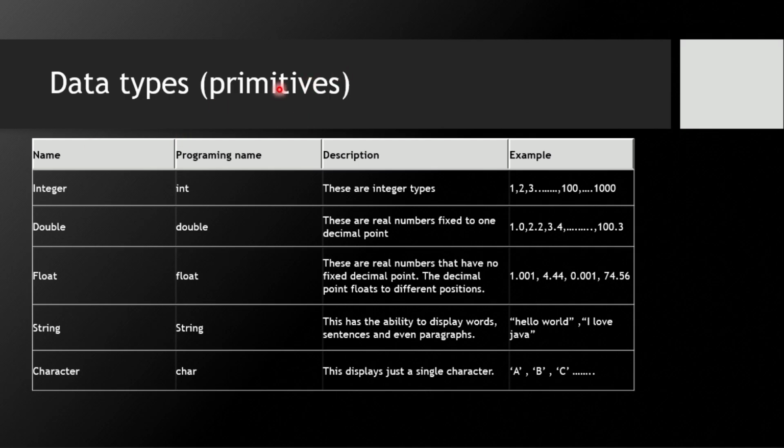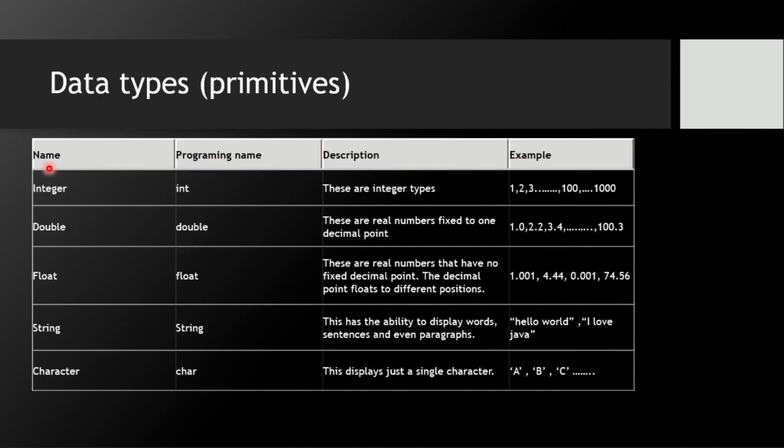Depending on whether you are watching this video to learn programming, or you have a course at your university or college, depending on who is lecturing or teaching you, they will use either data types or primitives. So it's better to know that these two mean the exact same thing. The primitives or data types that we find in Java are as follows. We have our name, programming name, description, and example.